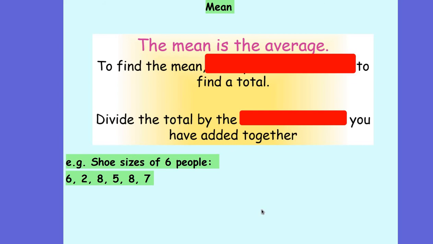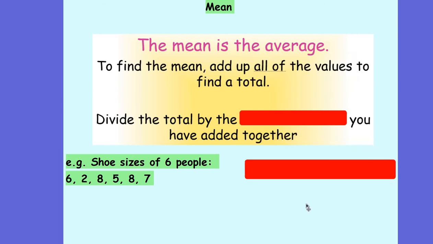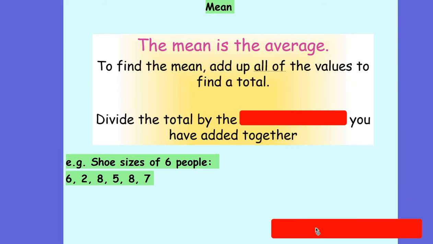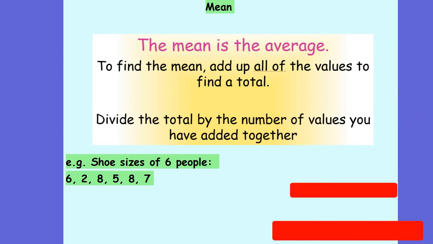So last lesson we started looking at the mean, and we said the mean was the average. To find the mean of a set of numbers, we need to add up all the values to give us the total, and then divide our total by the number of values that we have.